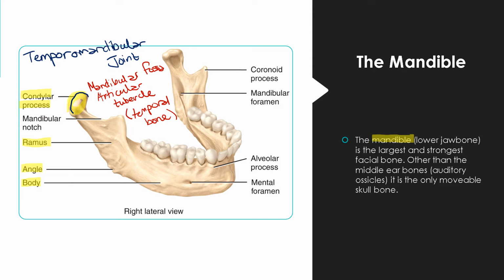We can also see that here is a more anterior coronoid process. This little process here is where the temporalis muscle attaches. So right here, that's going to attach the temporalis muscle.